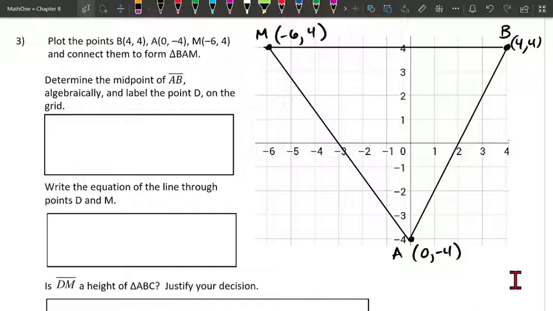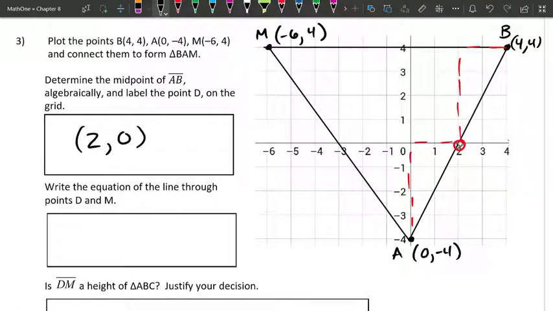Here we go. So next, determine the midpoint of segment AB. Okay, segment AB. It looks like it's at (2, 0), right? Based on this diagram, if I do this right, it's got a rise of 1, 2, 3, 4, and then over 2. So I'm completely confident that the midpoint of that segment is at (2, 0). I'm supposed to put a dot there and label that point D.